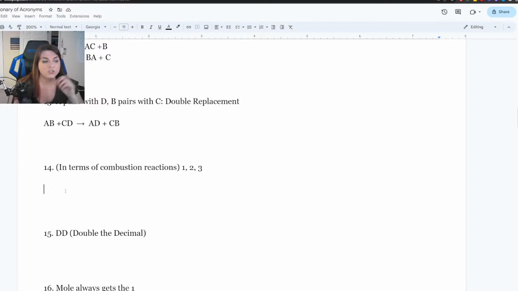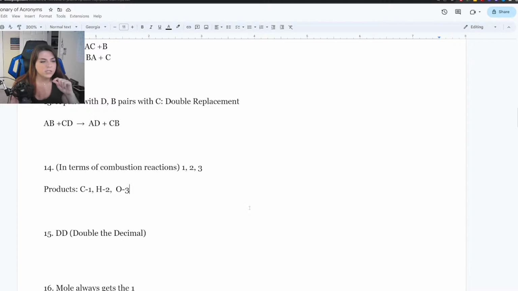Okay, for combustion reactions, a way to assess if you have a combustion reaction is that your products, if you list them in order CHO, you should have 1 carbon, 2 hydrogens, and 3 oxygens, because the products are always carbon dioxide and water.